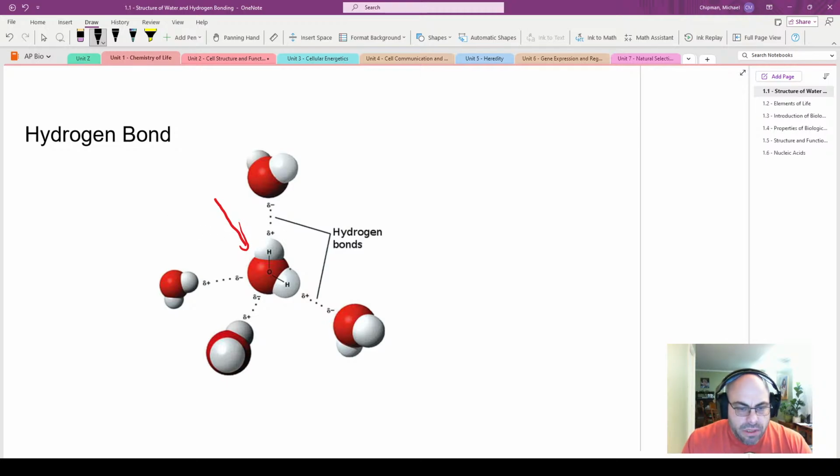All right, so this water right here can form hydrogen bonds with 4 other water molecules. So that makes water act kind of weird.